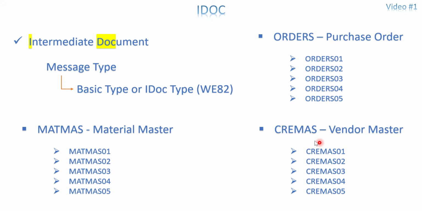Especially, this is a combination of structures which is going to send the business data between two systems. And what are the places to see the structure of the basic type? Because message type is just a name, MATMAS. It doesn't have any structure. It has only the basic types. So every basic type has its own structure. What does structure mean?